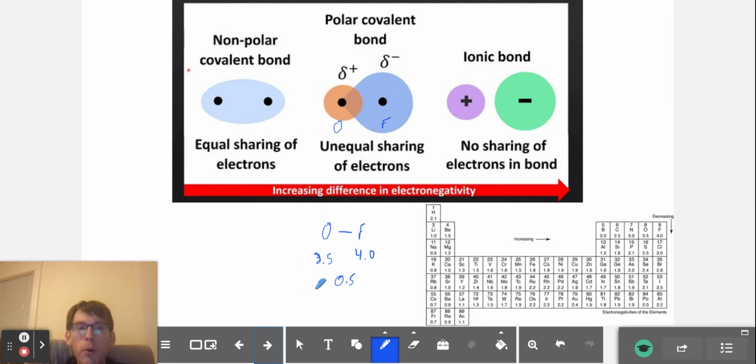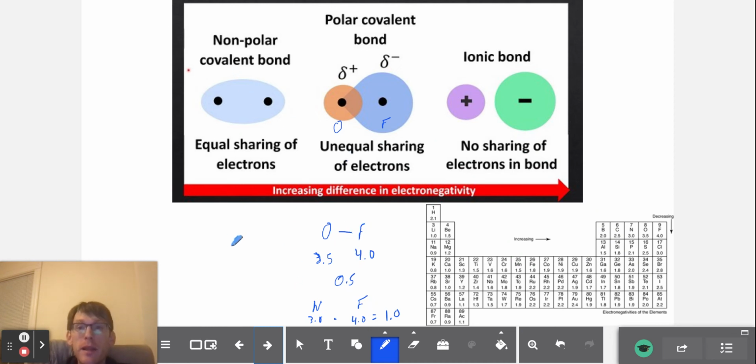A little bit more polar than this would be if we had, say, a fluorine with a nitrogen, where the electronegativity difference between 3.0 and 4.0 is equal to 1.0. So this would be more polar. The nitrogen would be more partially positive than the oxygen in an OF, and then fluorine would be more partially negative than it was in the case of OF as well.